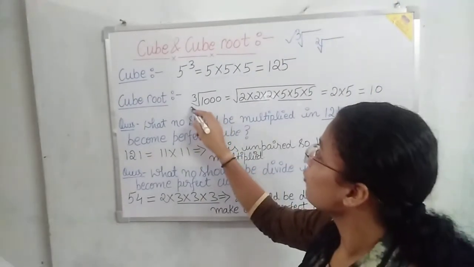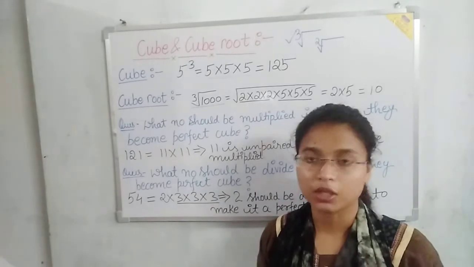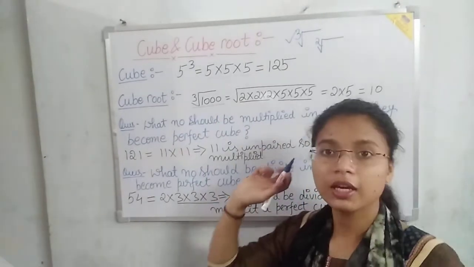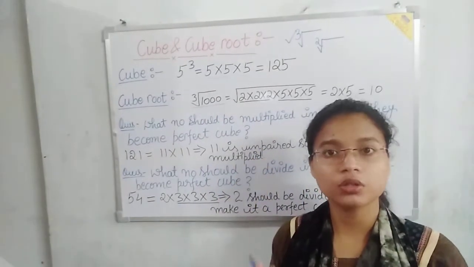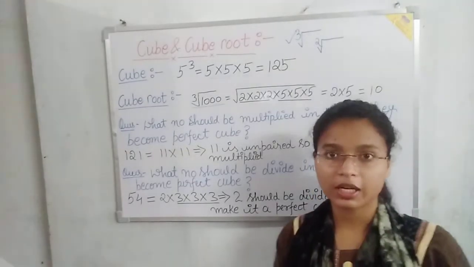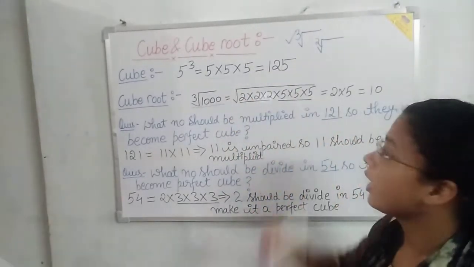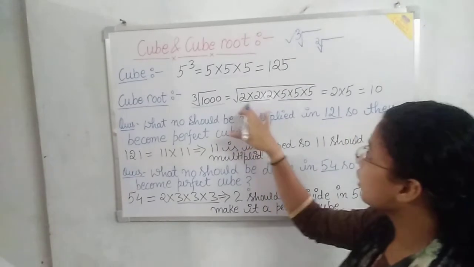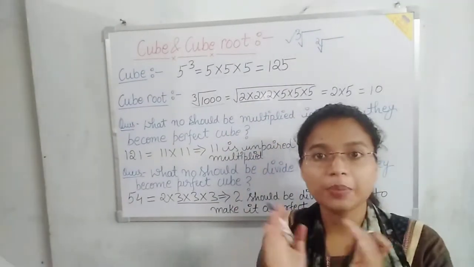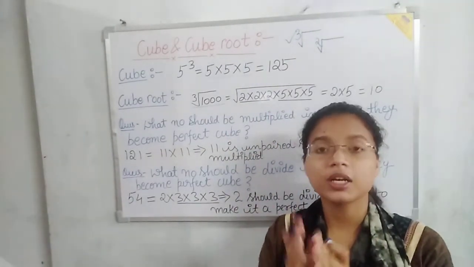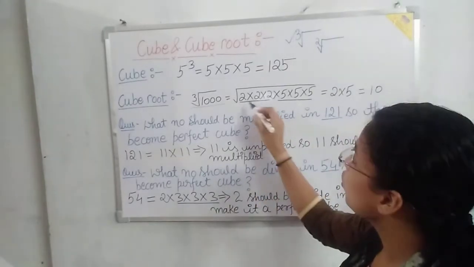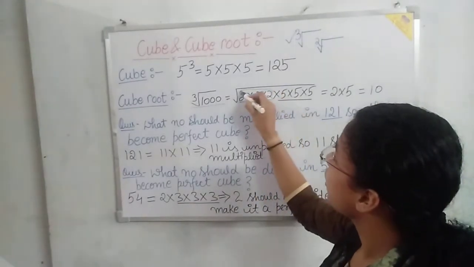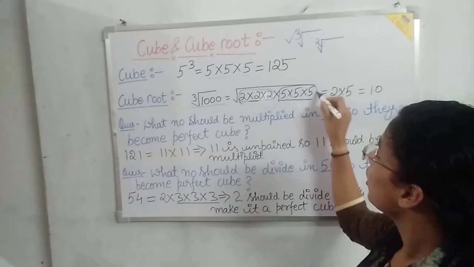Now suppose you have to find the cube root of 1000. Here it is written a 3, so it is obvious you have to find the cube root. Do a prime factorization under the root, and you will get this result. Now start making the pair, but you have to make a 3-digit pair. 2 into 2 into 2 will become one pair, and this will become another pair.